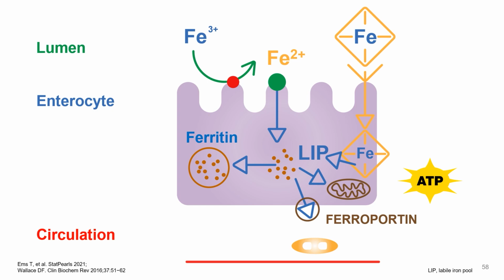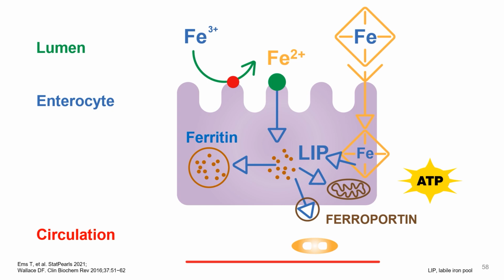So ferritin is not only found in the liver, but also found in every cell of the body, including the duodenum, where it can be stored, or it is taken to the mitochondria for ATP production. Again, this happens in every cell of the body.